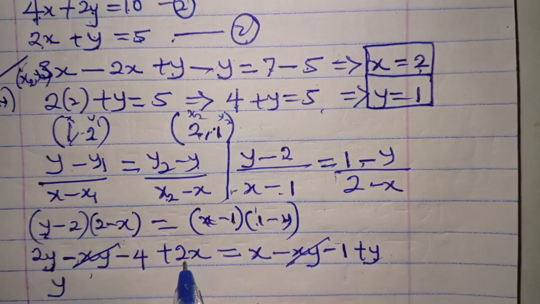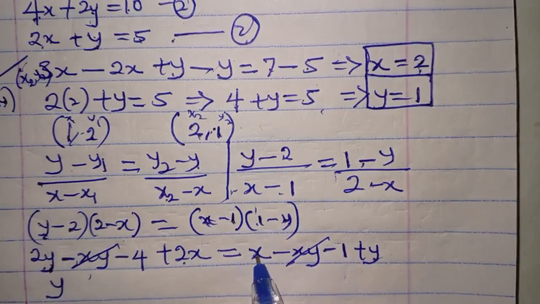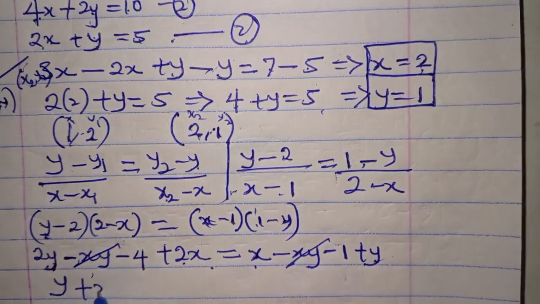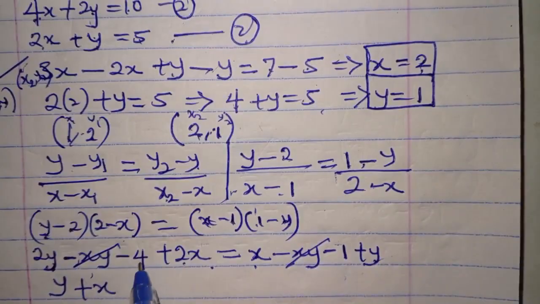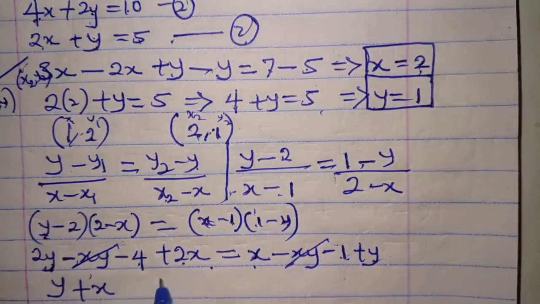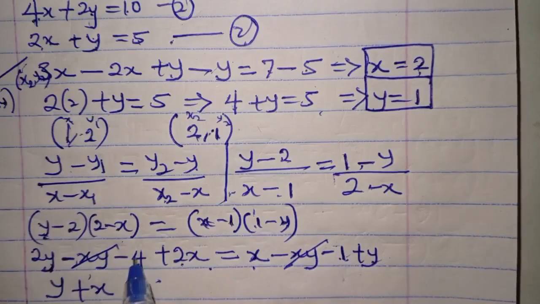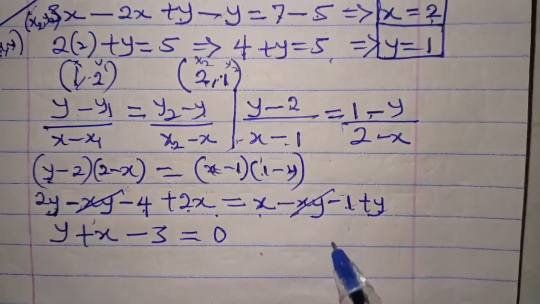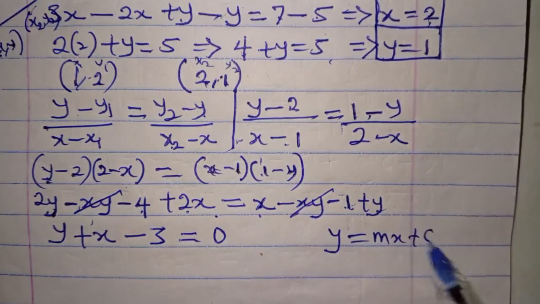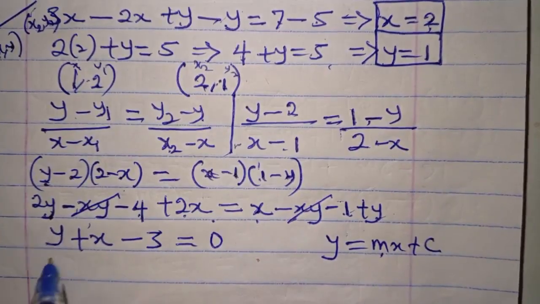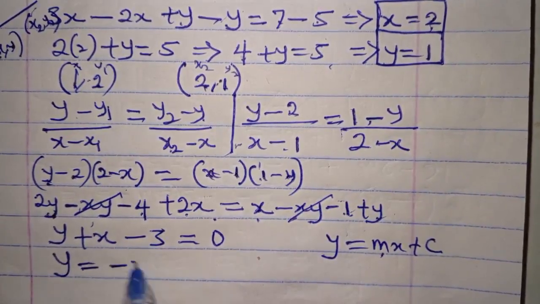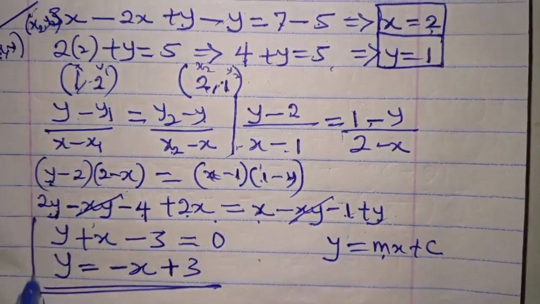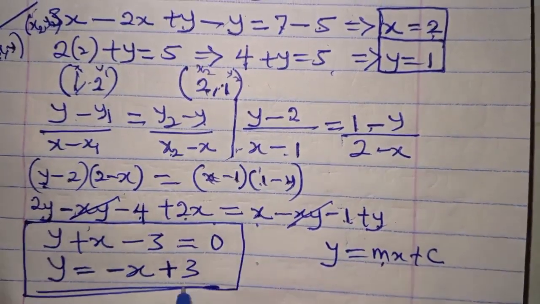We have 2x, okay, and plus x at the right hand side. So if the x crosses, it turns to minus x. So 2x minus x is plus x. We have minus 4, right, minus 1. If the minus 1 crosses, it turns to plus 1. So it will now be minus 4 plus 1, which is minus 3, equal to 0. So if you write it in the form y equal to mx plus c, which is the gradient intercept form, y will be equal to minus x plus 3. So this is it. Whichever one you choose is correct.